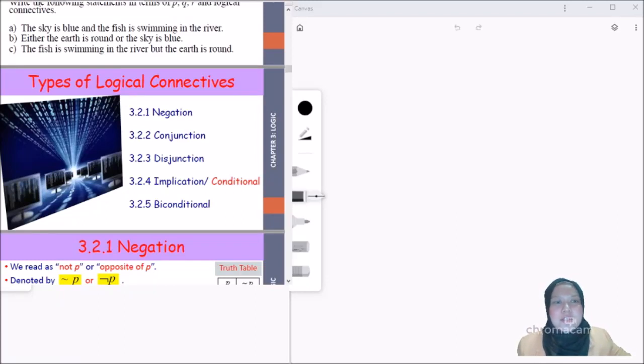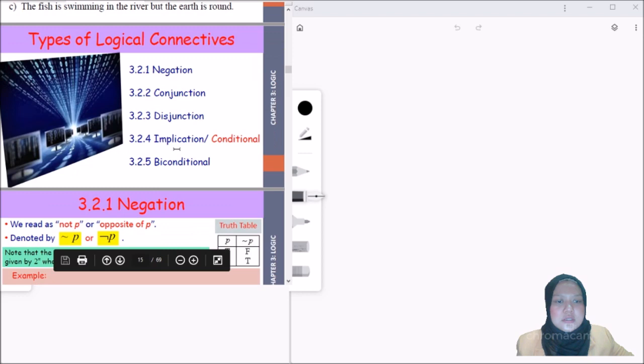This video lecture is about types of logical connectives. As you can see here, there are 5 types of logical connectives. The first type is negation, the second type is conjunction, and the third type is disjunction. The fourth type is implication, or the other name is conditional. And the fifth type is biconditional.